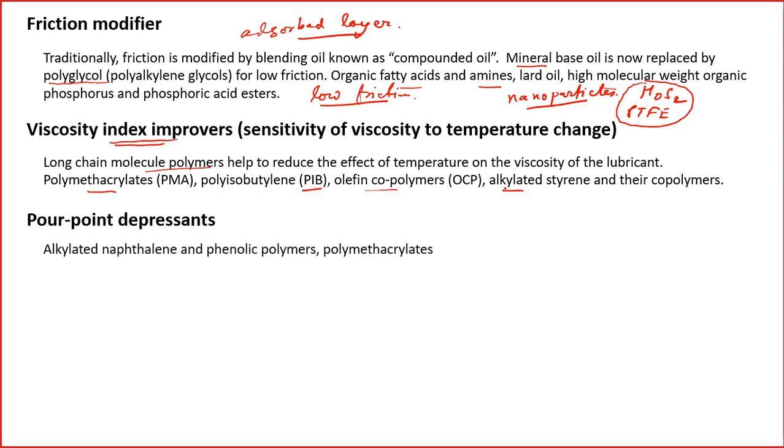Then pour point depressant. So that means we want low pour point. So that pour point is defined as the lowest temperature at which the lubricant will still flow. So basically for cold countries, cold environment, we need low pour point. So pour point depressant is added, these molecules, to help the lubricating oil to remain fluid even at very, very low temperature.